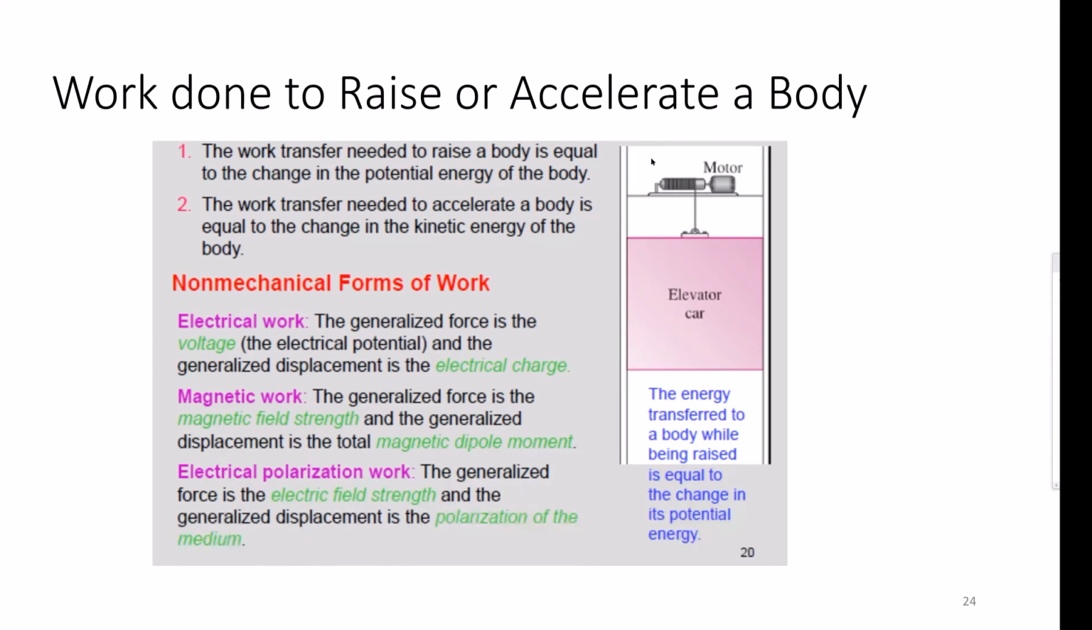The last one is work done to raise or accelerate a body. The work transfer needed to raise bodies is equal to the change in potential energy of the system. It's like you raise this car by a certain height. You've done a certain amount of work, which is the same thing as giving this elevator car an increase in potential energy. Of course, there's a little bit of energy lost as heat to lift it, but in general that's pretty much what's happening. The work transfer needed to accelerate bodies is equal to the change in kinetic energy of the body. So if you do work, you're going to change the kinetic energy of the body.